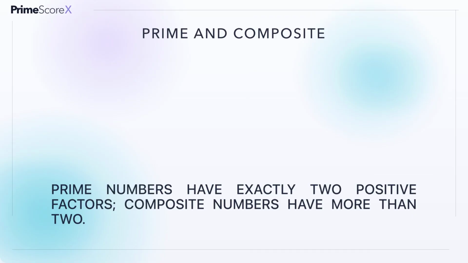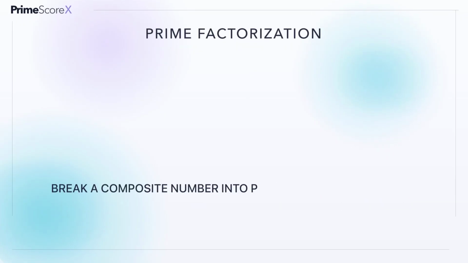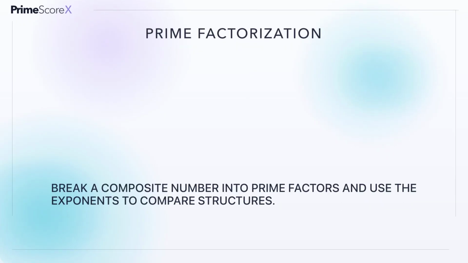2, 3, 5, 7, and 11 are prime because their only positive factors are 1 and themselves. 12 is composite because it has several factors. The number 1 is neither prime nor composite. Recognizing primes matters because every composite number can be broken into a unique product of prime factors, which helps with GCF, LCM, and fraction simplification.